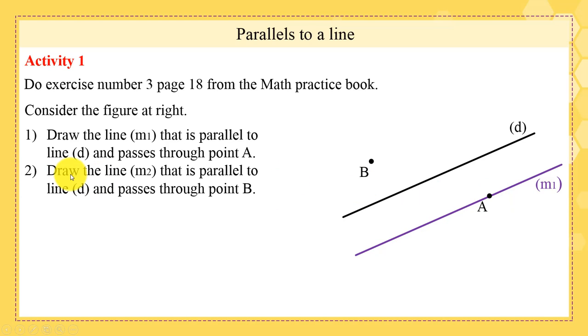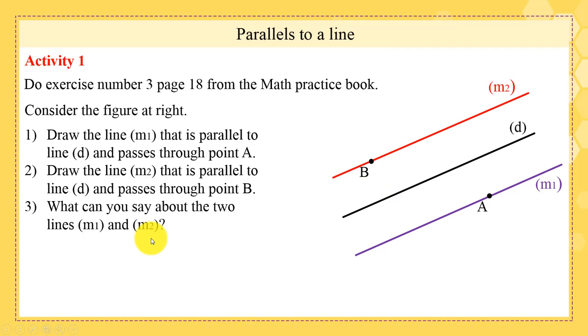Number 2. Draw line M2 that is parallel to line D and passes through point B. In the same way, to draw parallel, bring the set square, place it on line D, slide it to reach point B, bring another ruler, put it on the other side of the set square, move the set square upward to reach point B, and draw line M2.